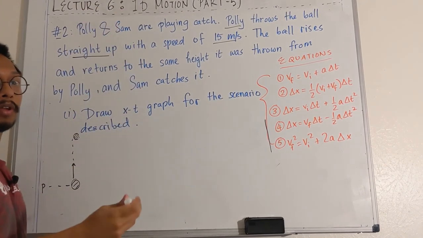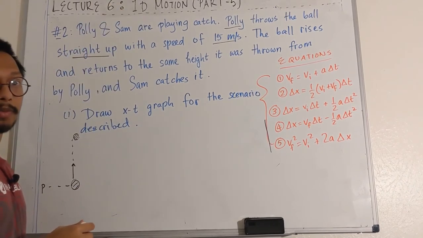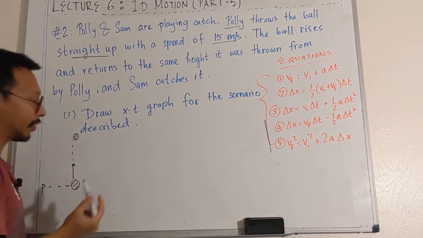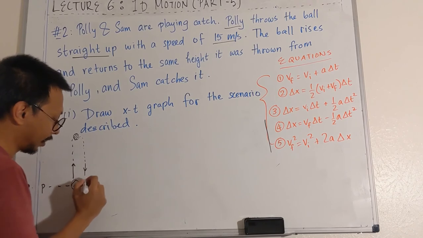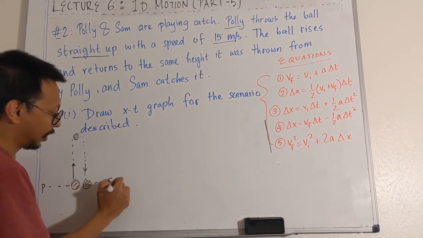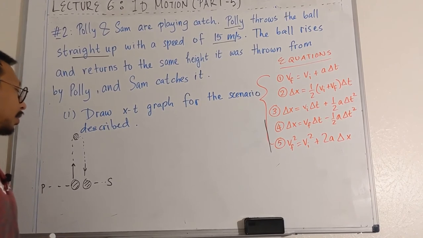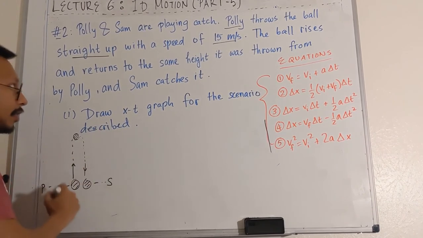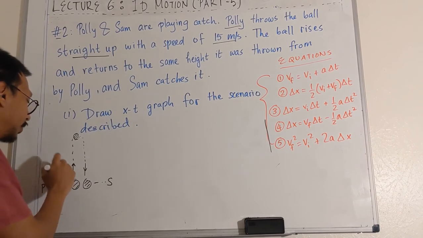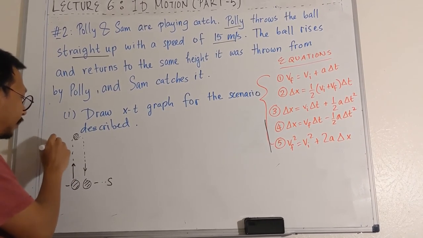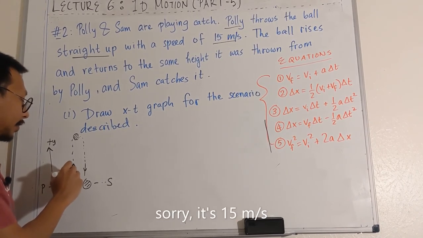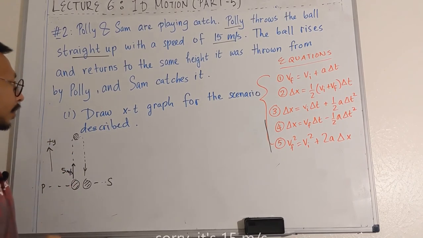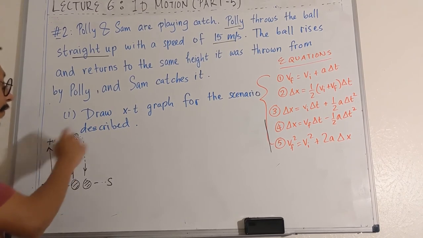So before it comes back down, you know that it has achieved that maximum height. So the ball reaches a maximum height before falling back down to the same height into Sam's hand. Okay, so this is the scenario being described here, and the upward initial velocity, if upward is positive, initial velocity is 15 meters per second, positive. Okay, and we want to draw the position time graph for this situation.